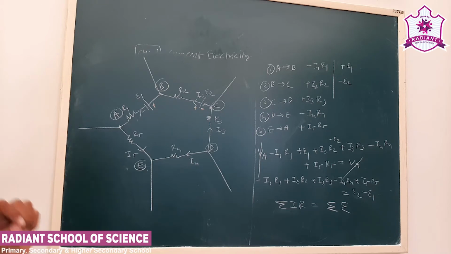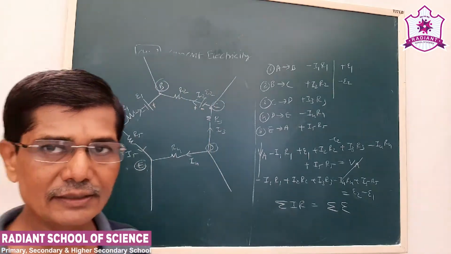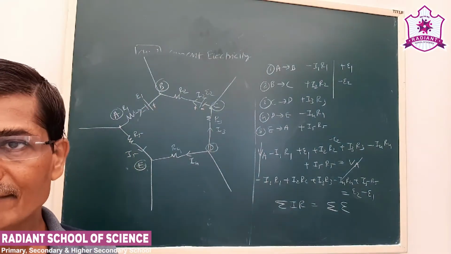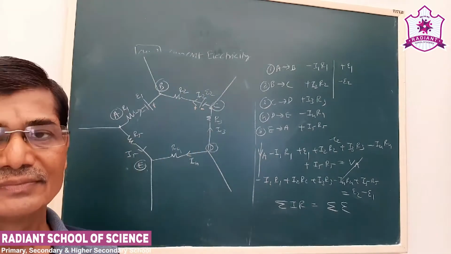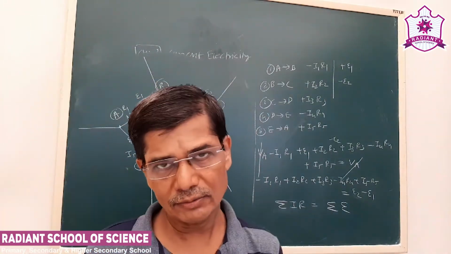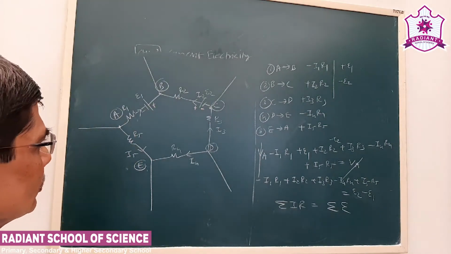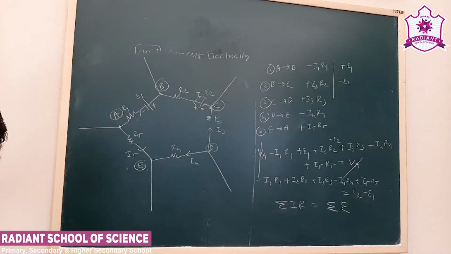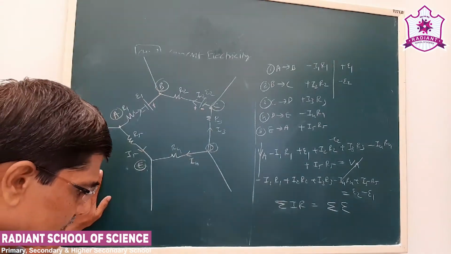Okay, again see the convention. When we move in the direction of the current, there is a decrease in the potential. When we move in the opposite direction of the current, there will be increase in the potential equal to IR. Third, when we move from negative to positive of the battery or a cell, increase in the potential. When we move from positive to negative of the battery, there will be decrease in the potential equal to the EMF of the cell. So these are the 4 important conditions by using which we can analyze the circuit. So this is about Kirchhoff's second law.